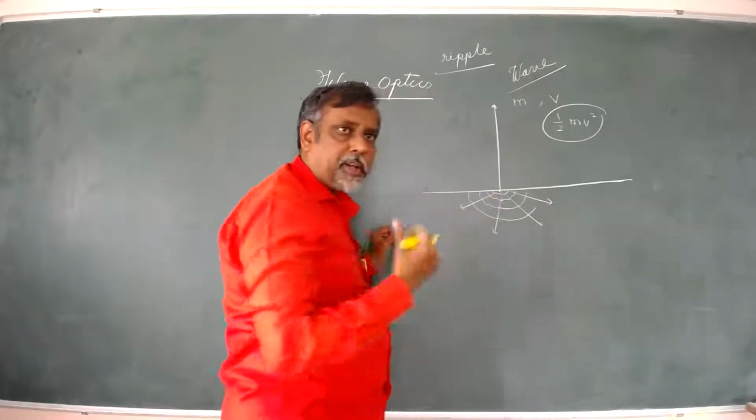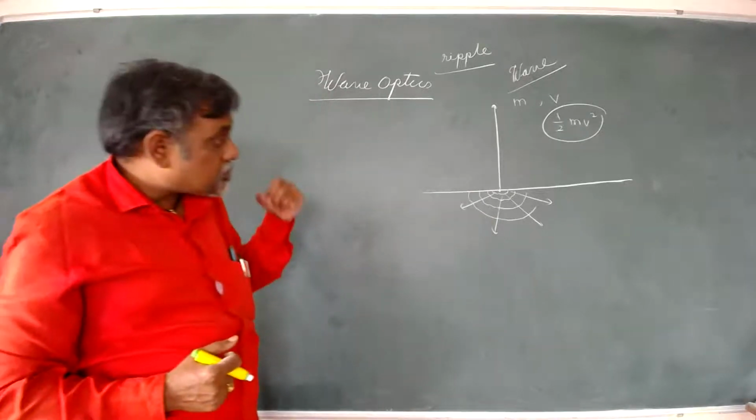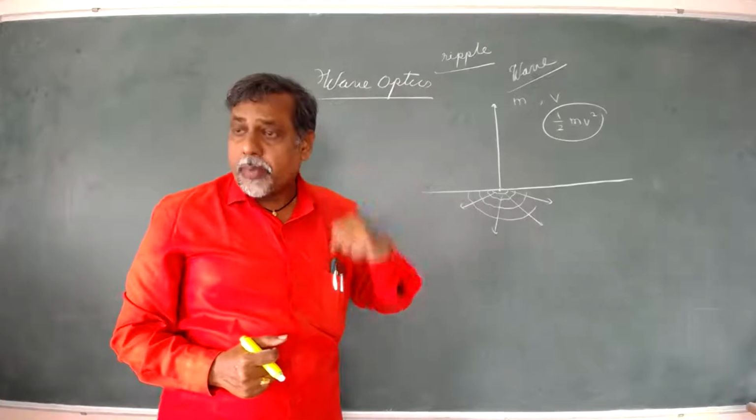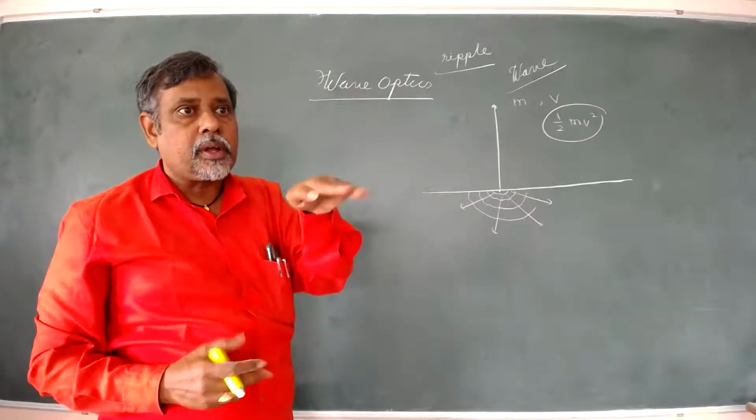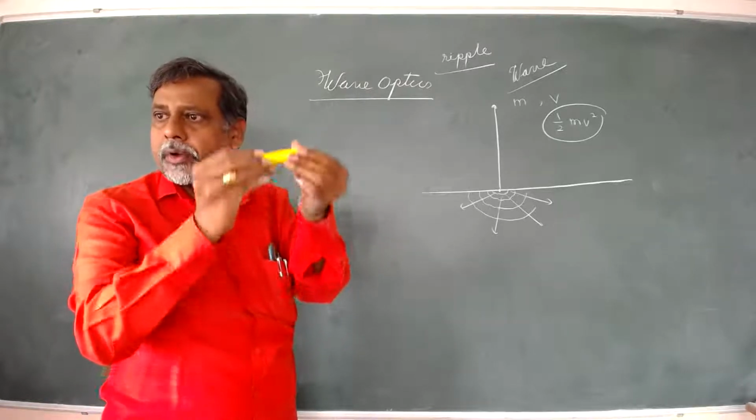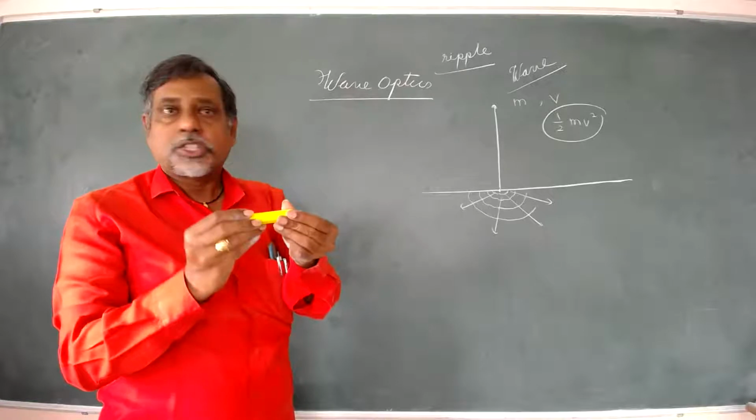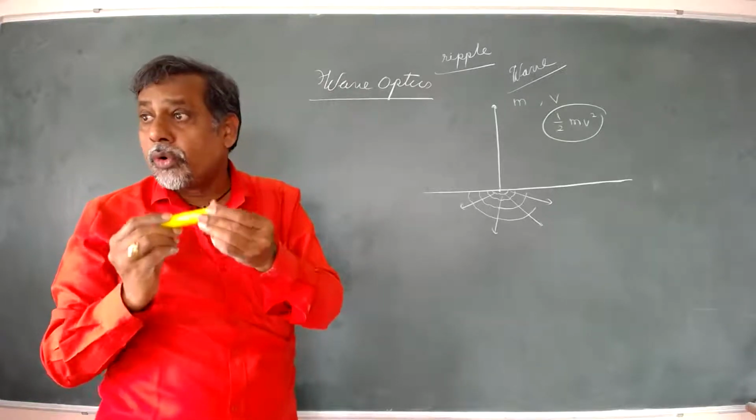All these water particles will be absorbing that energy. After absorbing that energy, what do these water particles do? These water particles start vibrating up and down. So this is a water particle. This water particle will start vibrating up and down. Up and down. So how can we say that the water particle is vibrating up and down only?